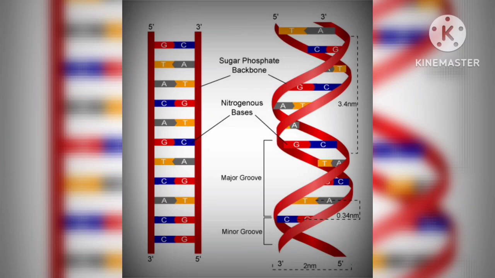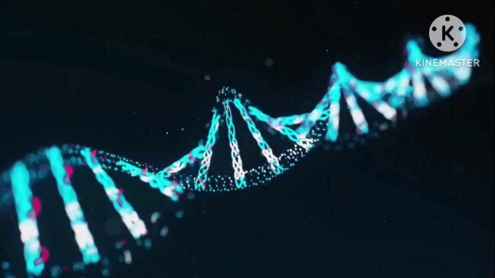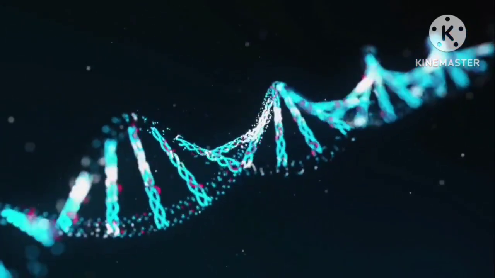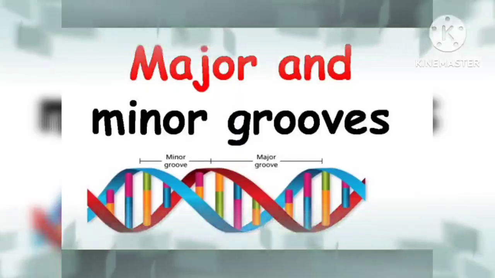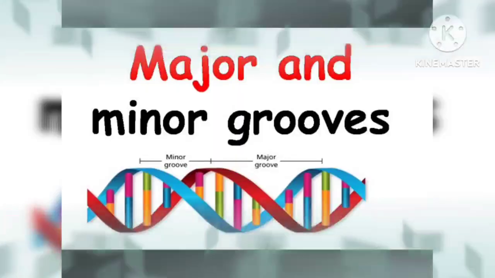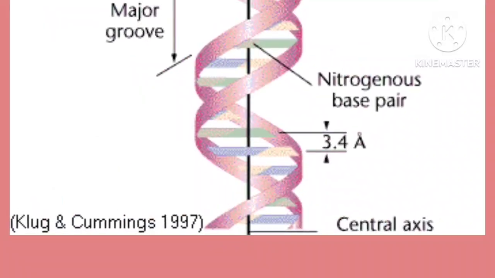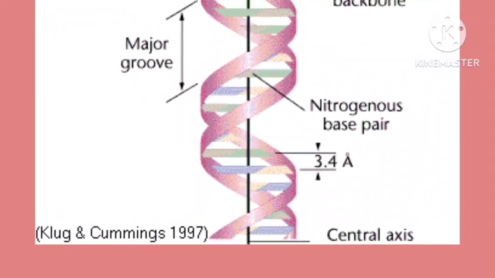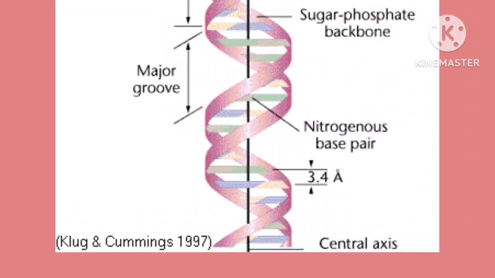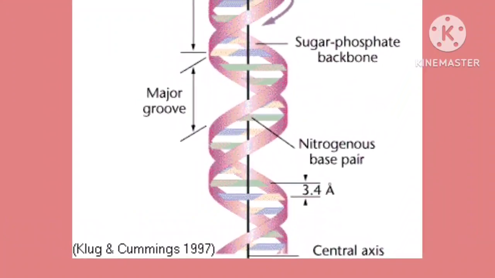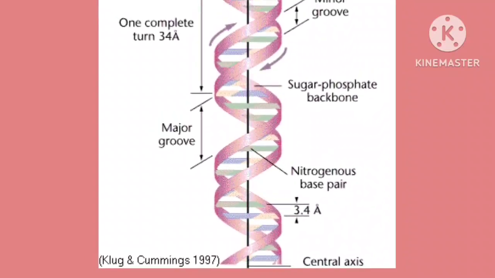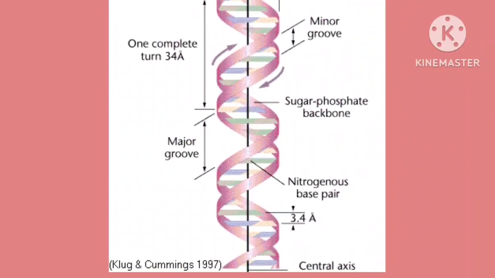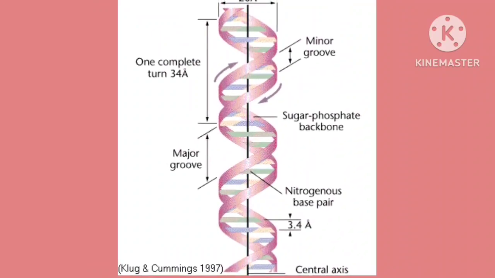Both the strands wind around each other and form this double helical, twisted ladder-like structure. One complete turn of this structure forms a major groove and a minor groove. One complete turn contains 10 base pairs and is 34 angstrom long. That means the distance between two base pairs is 3.4 angstrom.